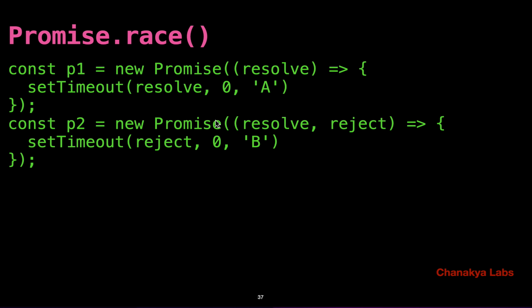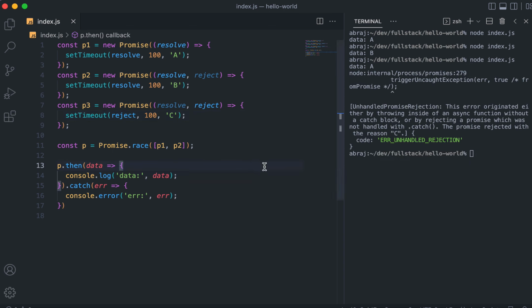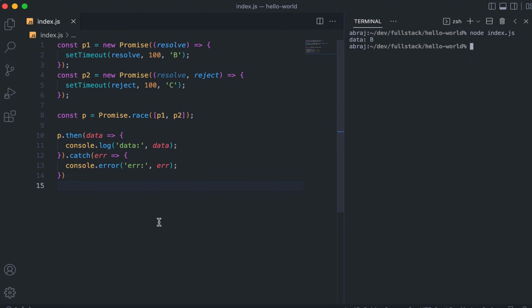Okay. Now let's see, one is resolving and one is rejecting. Okay, then what is going to happen? So for that matter, let's see this, right? And now you can see that, yeah, so obviously it is rejecting. Let's say this is P1, this is P2, and I was not using that third variable, so let's right now use this thing, right? So we can see that it is resolving with data B, right?